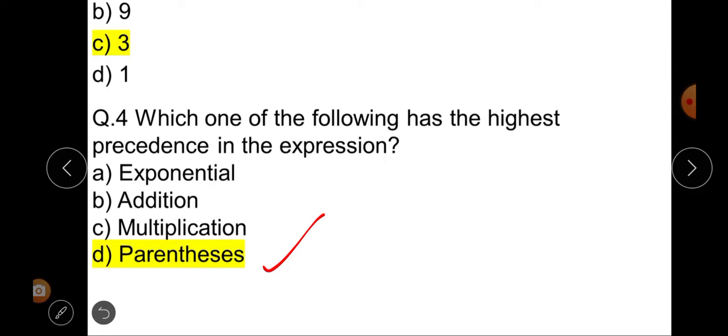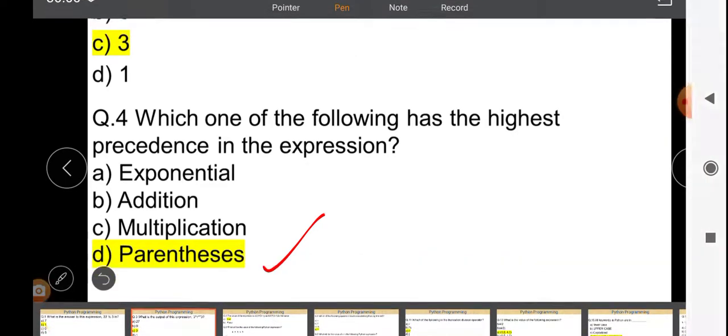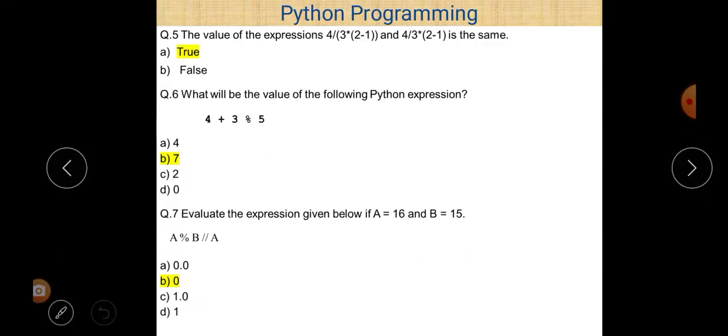And actually this is a revision part of your Python programming, so I think all of you are aware of the table related to precedence of operators and order of the different operators if different operators are part of the same expression. Okay. Okay, let us take another question, that is question number 5.